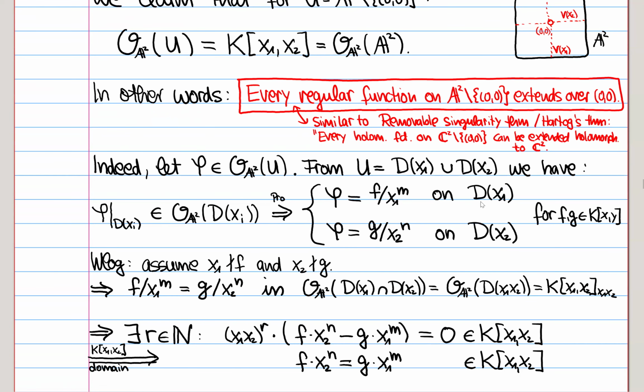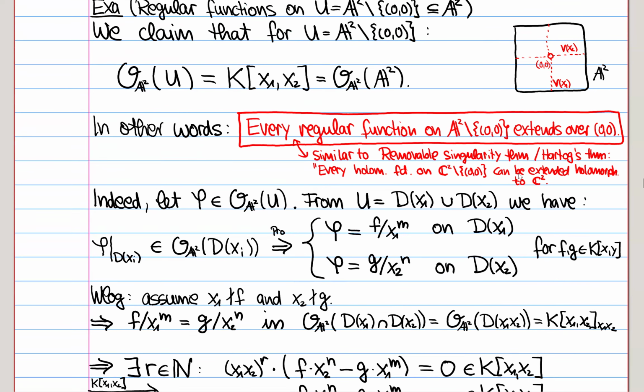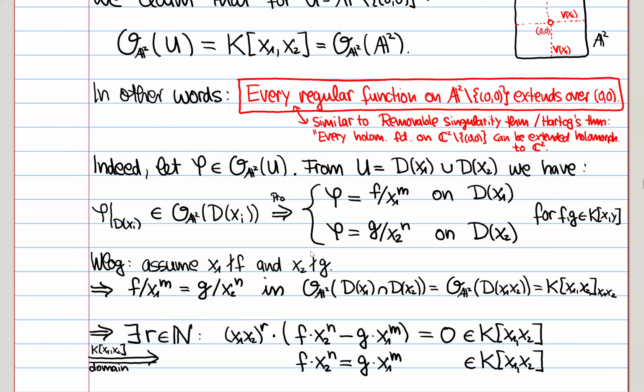And then, well, you just observe this happens on D(x1), this happens on D(x2). But in particular, if you look at this region, these two functions are both valid representations of phi, so they agree there. So we have this equality here in the ring of functions on D(x1) intersected D(x2). But now, maybe this rings a bell because we have seen that the intersection of these distinguished open sets is just the distinguished open set of the product of the two functions. But here, this ring, we have identified in the last video as the localization of the polynomial ring at this element here.